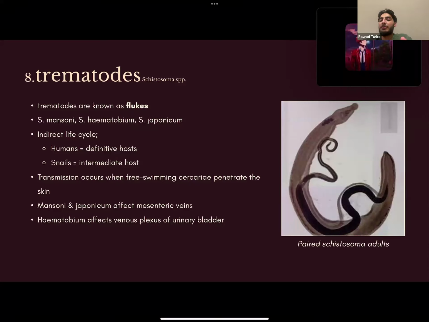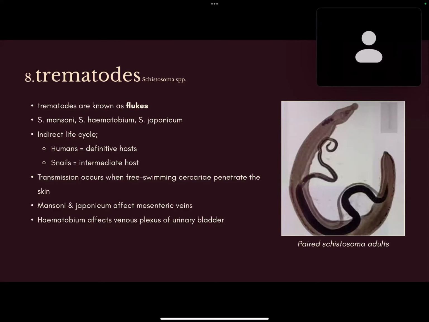What about Mansoni and Japonicum? Dysentery, yeah. So you'll find some blood in stools. That's because it's affecting the mesenteric veins around your GI tract, basically your small intestines and colon.